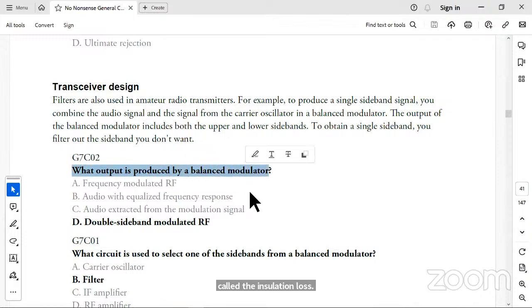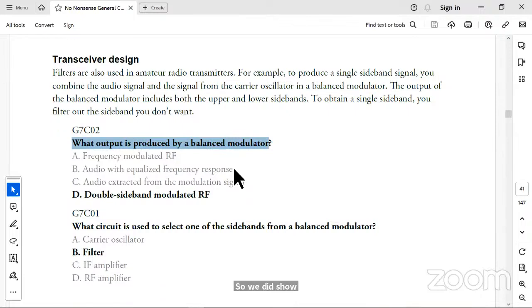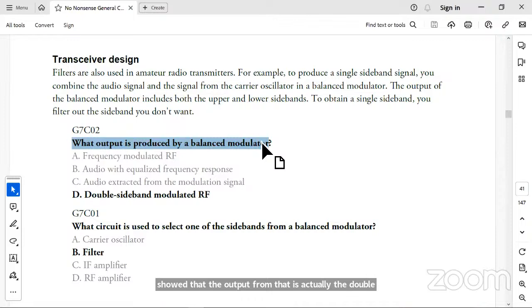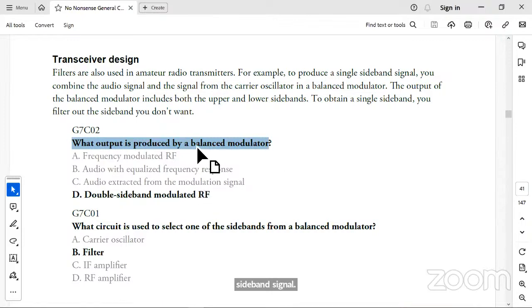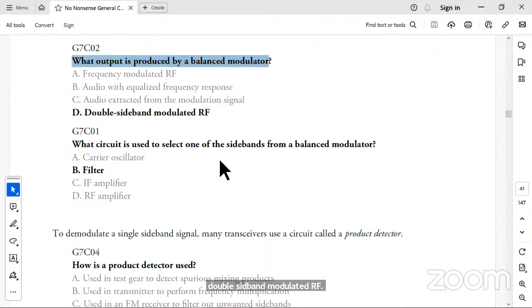Next question in the question pool. What output is produced by a balanced modulator? So we did show what a balanced modulator does. And we showed that the output from that is actually the double sideband signal. That's before we filter it. So the answer to that is the double sideband modulated RF. That's what the balanced modulator product gives.